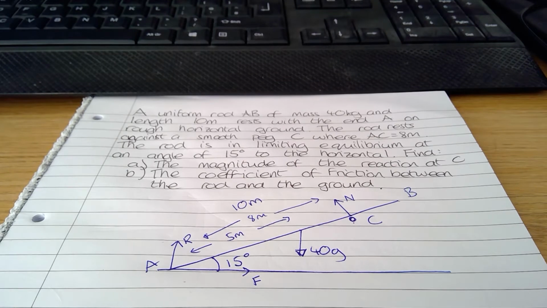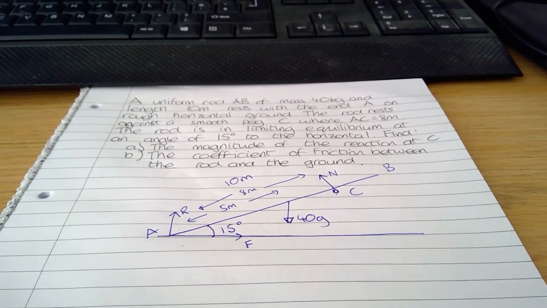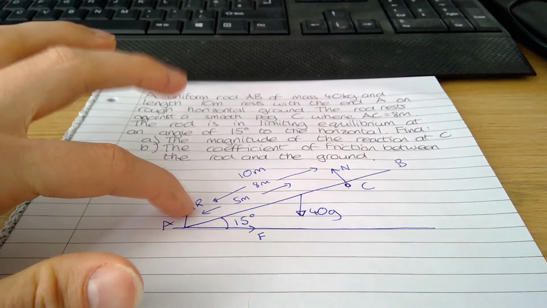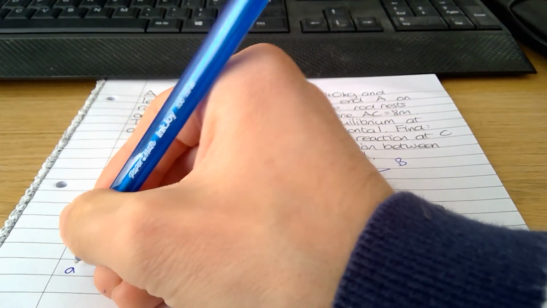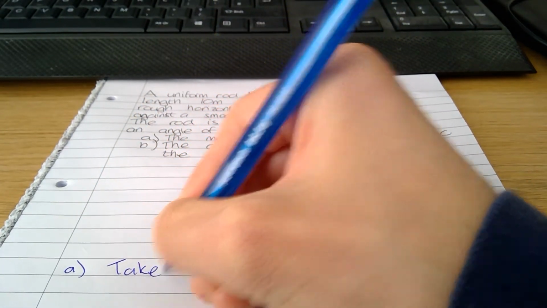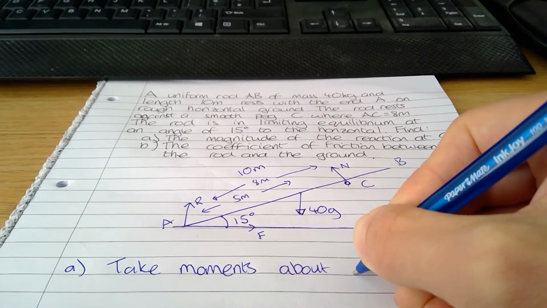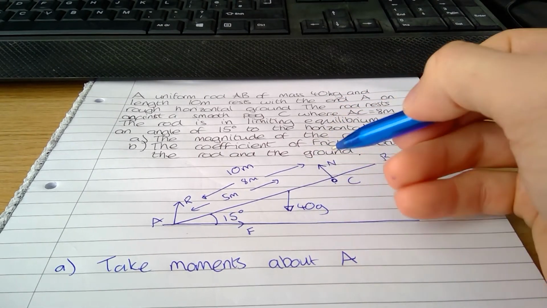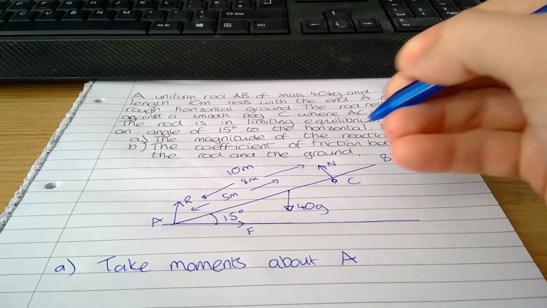Okay, so what we want to do is then resolve some of these forces. So the first thing we need to do is work out the magnitude of reaction force at C, and we can do that by taking moments about A. Because if we take moments about A, then these two forces, R and F, they won't have any impact on it because they're going through A, so therefore they have no turning effect. So take moments about A. So we've got the 40 G force producing some kind of moment on A, and then the reaction force at C will also have a turning effect, so producing a moment.